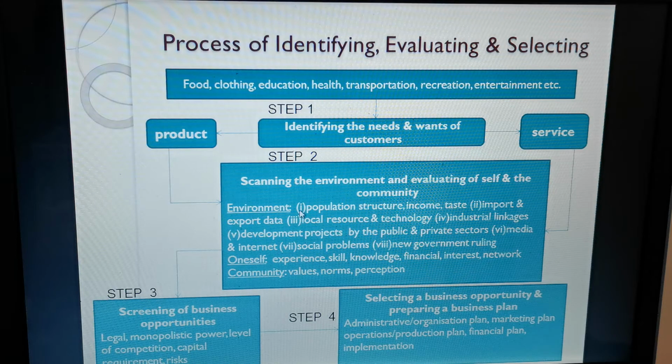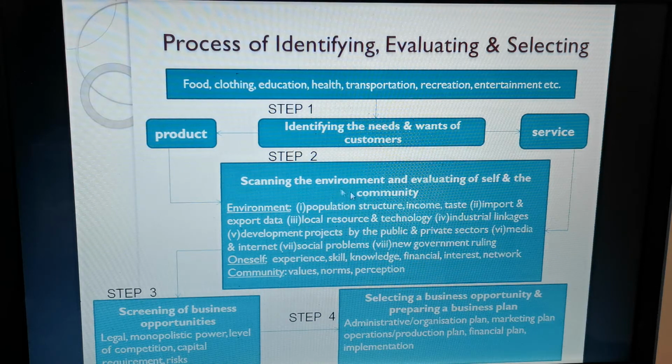The environment can be population, structure, income, taste, import and export, for example, local resources and technology, industrial linkages, development projects by the public and private sectors, media and internet, social problems, new government rulings, and so on. These are what we call factors that are involved in the environment. Another is about the entrepreneur, he or herself: what experience or skill and what kind of previous knowledge that person has, financial commitment, their interests, as well as their network. For the community, the values, norms, and perception also need to be considered for us to scan. So here we have three main things to scan: environment, oneself, as well as community.